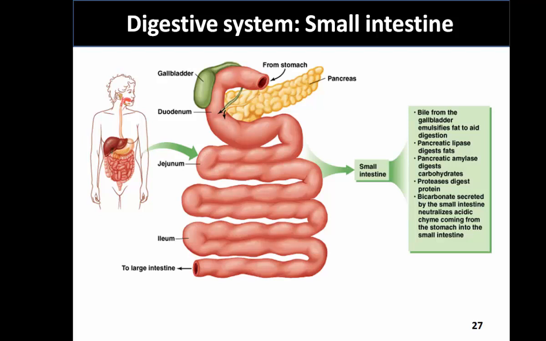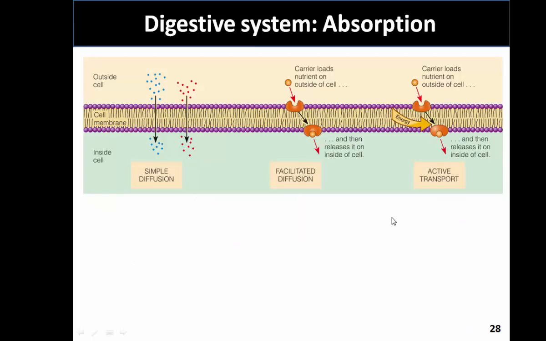And we'll discuss these shortly, but this table or this box here on the right hand side nicely summarizes the contributions from the accessory digestive organs into the small intestine.